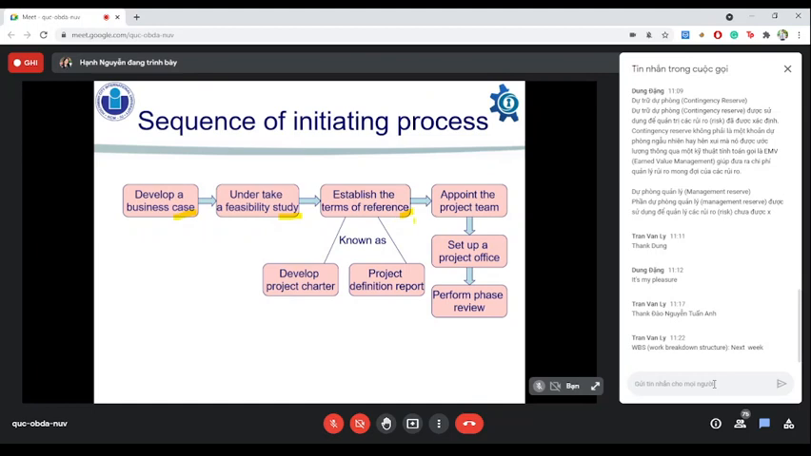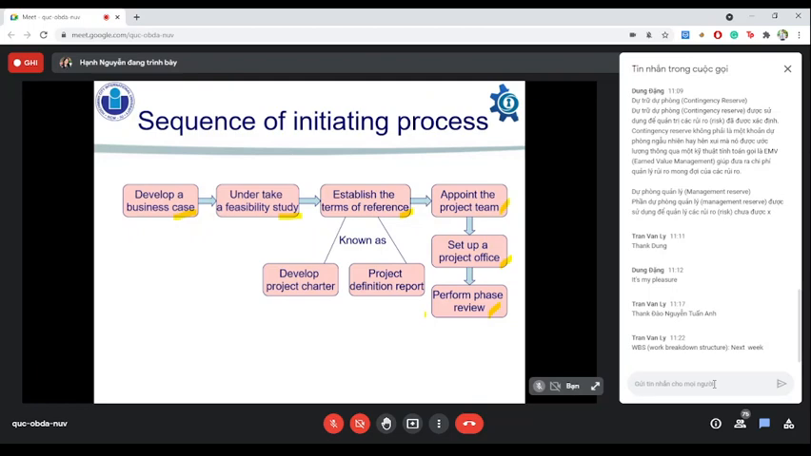And now you come to the fourth step, which is to appoint a project team. Okay, if you want to conduct a project, you must have a team to do it, right? And in this step, you must find suitable people with the right skills, with the right experience to execute the project successfully. Next, you will set up a project office. In this step, we set up an office to define where the project manager and the support staff are located, and they can assist with the project.